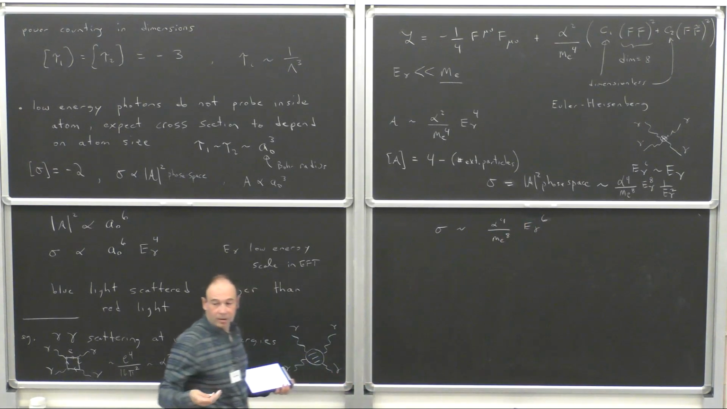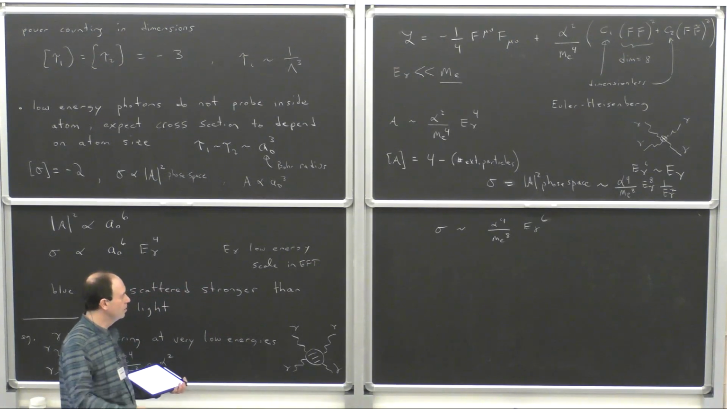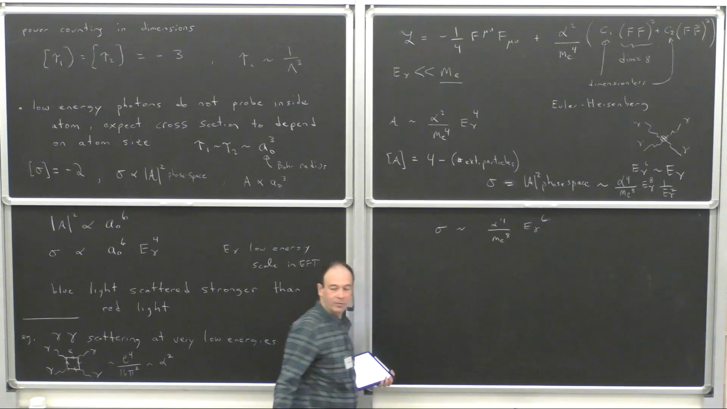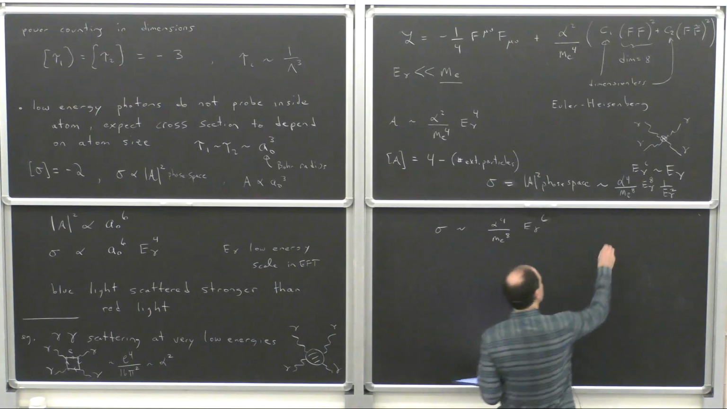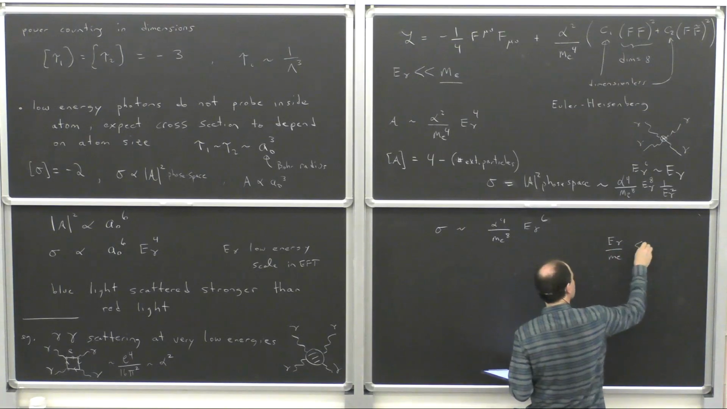Okay, so it's a pretty strong power of E gamma for any E gammas much less than me. There's a lot of suppression from E gammas over me. Remember, E gamma over me is a small number. So this is a small process.